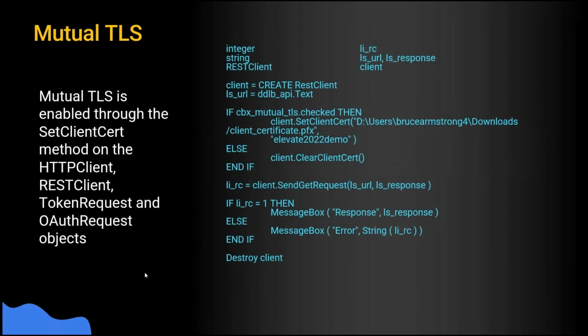Now, the way it's implemented in the client is through the set client certificate method that's been added to the HTTP client, REST client, token request, and OAuth request objects. That's where you would pass in the client certificate and the password, and then that certificate would be sent to the server once the server's been validated, so that the server can then validate the client.